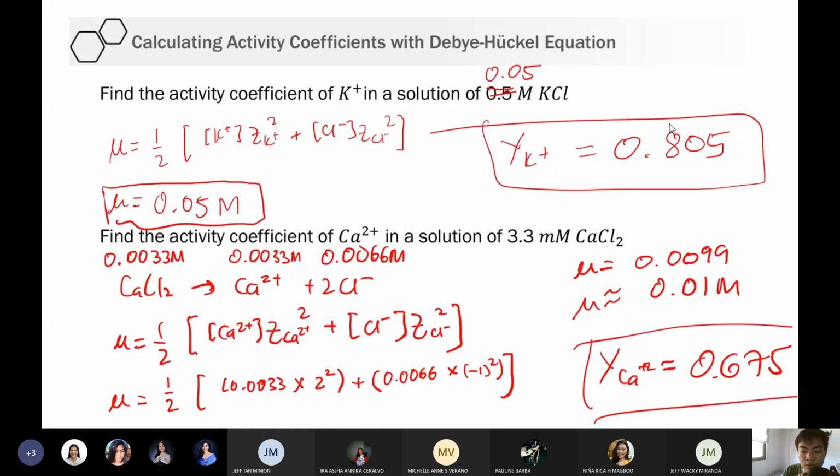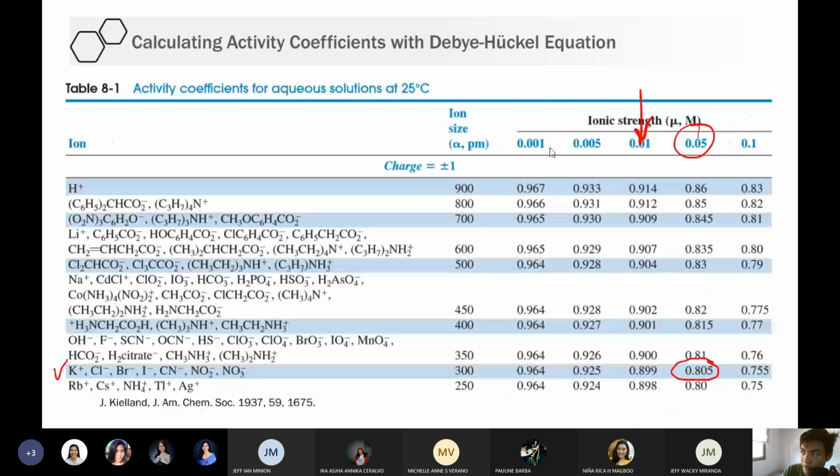So we don't need to use the Debye equation anymore as long as the ionic strength is within this range. But for ionic strength beyond this range, you have to use the Debye equation. This table will only work at this limited range. Beyond that, you have to use the Debye equation.